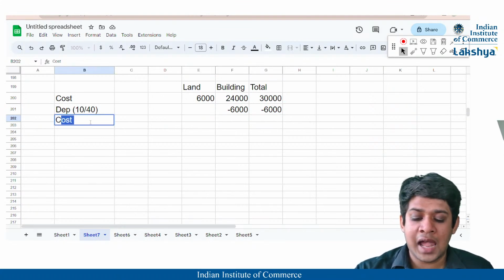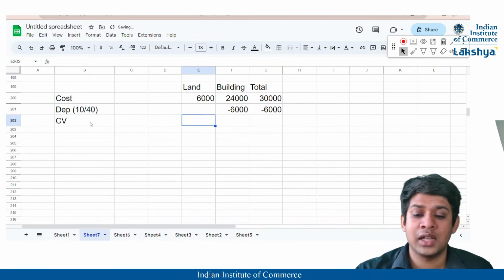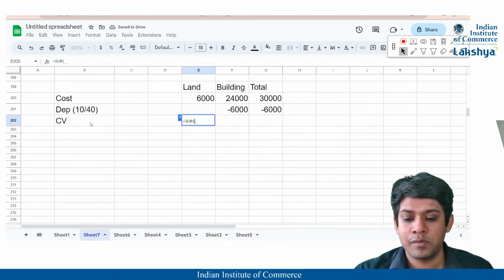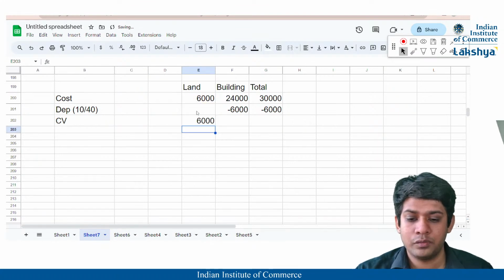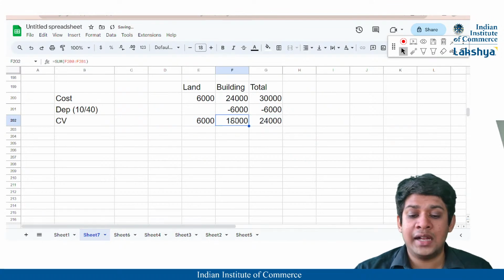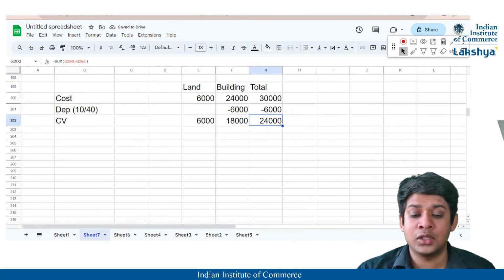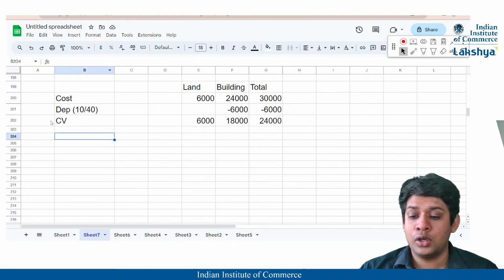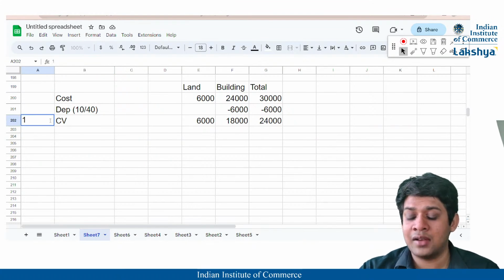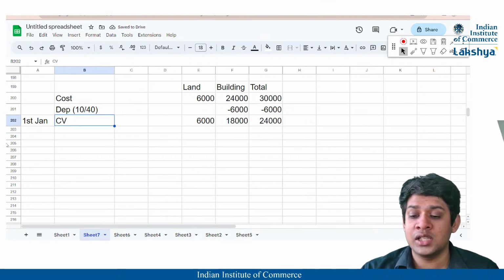So I will identify the carrying value on today's date. Right? That is why I'm charging depreciation. So 6,000 will be land. It will be same. There is no depreciation. 18,000 will be the carrying value of the building and the total will be 24,000. Right? Now, on today's date, this was 10 years prior. On today's date, that is the carrying value on 1st Jan at the start of the year. On 1st Jan, the carrying value is this much.